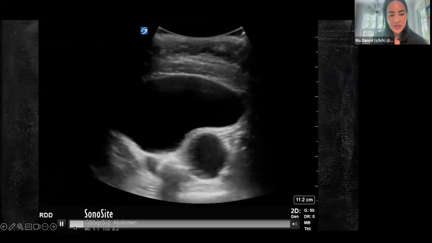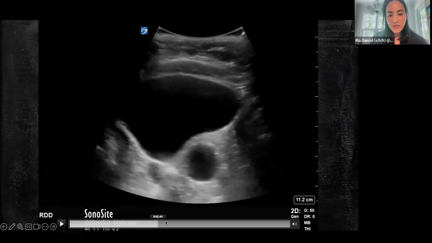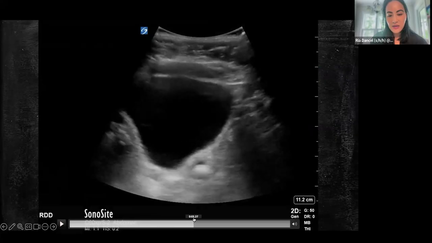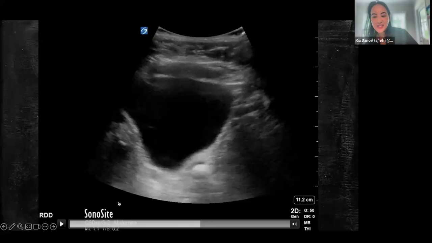And so Finn is actually going to stop right where there is something that you can see in that black circle. And in fact, it's got some shadowing posterior to it. And we didn't talk much about artifacts. Yeah, that's correct. It is a stone.